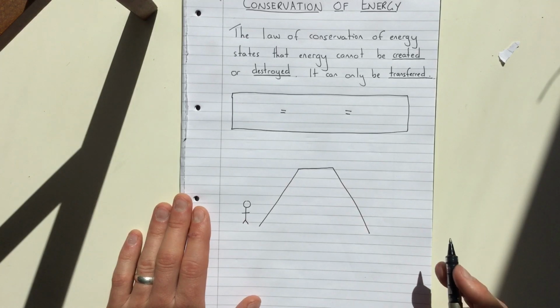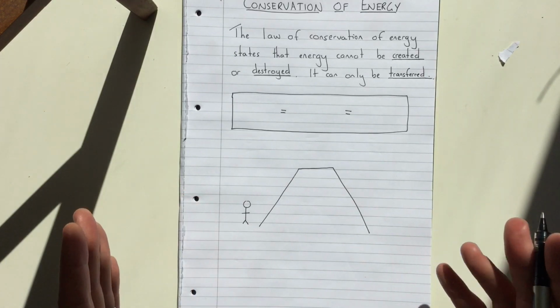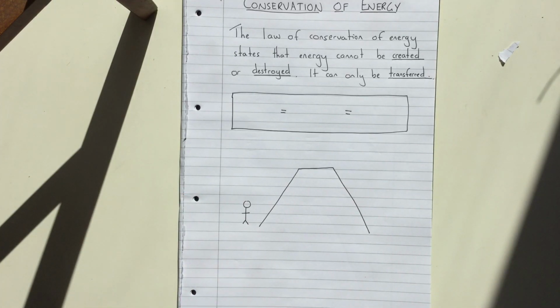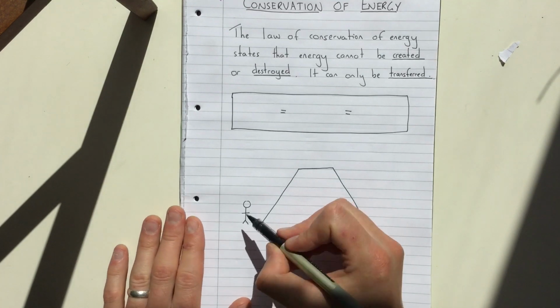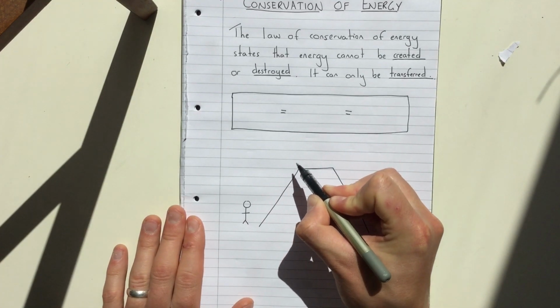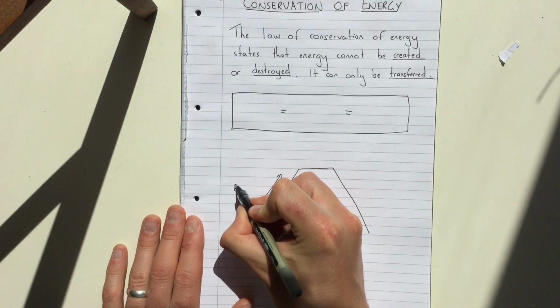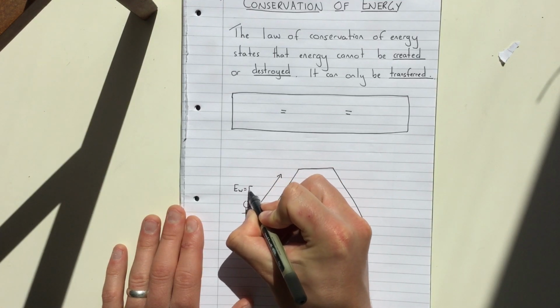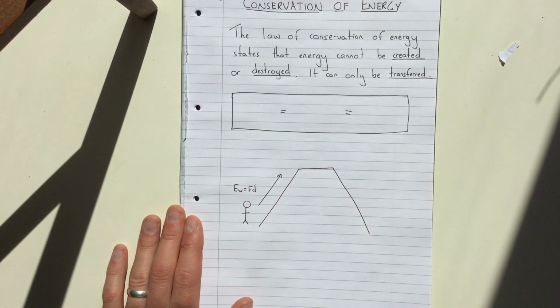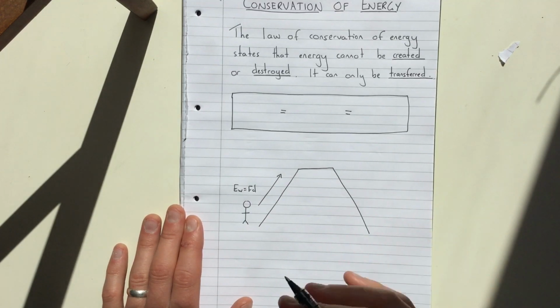Now that person at the start of the hill, and you could see even that they've had chemical energy by the amount of food that they've eaten, and that energy is now within them, they're going to have to do work or work done to move themselves from this position to the top of the hill. So they're going to be going in this direction, and they're going to need EW equals FD, some sort of force they put in over a distance. Okay? So they're putting in the work.